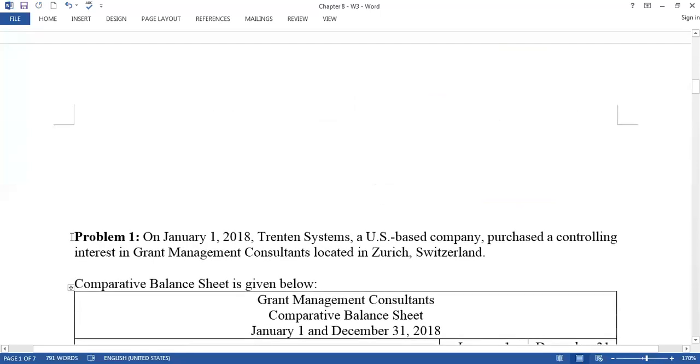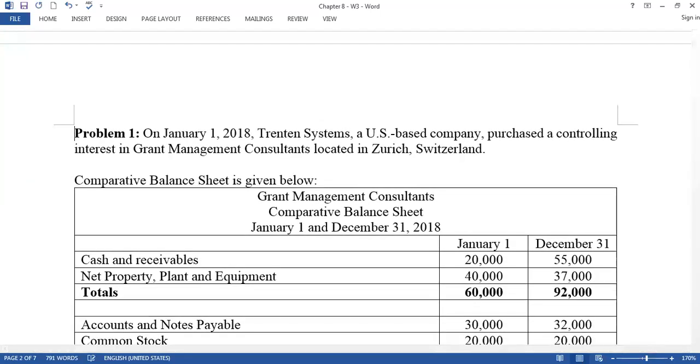This is our first question. On January 1st, 2018, the Trenton Systems, a US-based company, purchased a controlling interest in Grant Management Consultant located in Zurich, Switzerland. So our subsidiary is located in Switzerland, and we are the parent company. We are a US-based company.